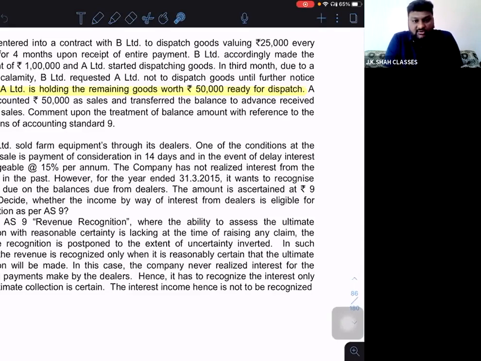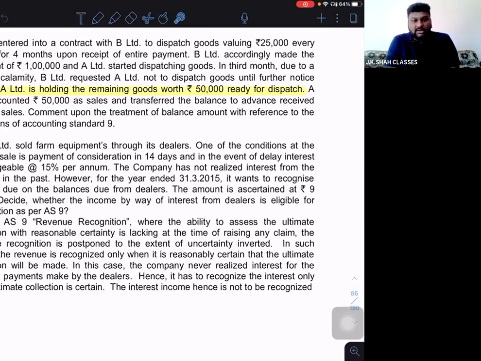Do you think the 9 lakh rupees of interest should be recognized? Because they are saying whatever is the outstanding from the dealers, on that basis we have calculated 9 lakh of interest. So obviously interest is calculated on accrual basis. Correct. But now they are asking whether you should recognize this 9 lakh. One answer I got, sir, is that it is uncertain.